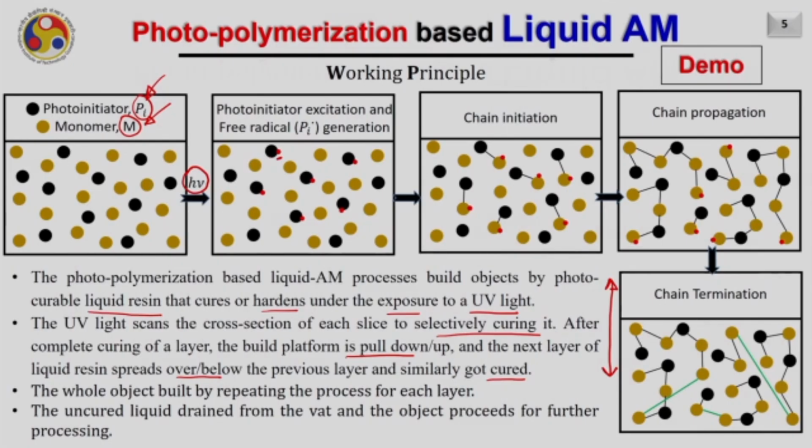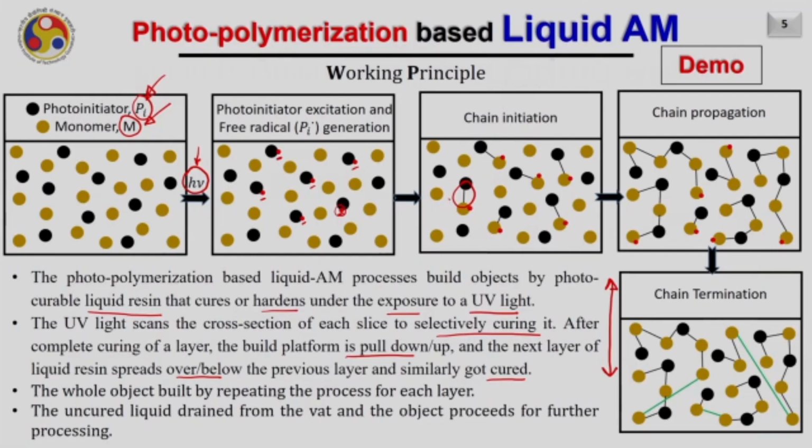This happens because the photoinitiators get excited when they absorb the energy h nu from the laser and produce the free radicals. Here, as you can see, these red dots are now available. These are nothing but the free radicals. Then after that, the photoinitiators that have the free radicals with them start transferring these free radicals to the monomers and hence form a bond, as you are seeing here.